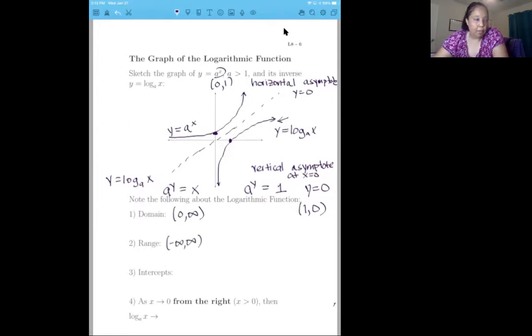And we talked about this before. If 0, 1 is in my exponential function, then my logarithmic function will always have the intercept 1, 0. And it's not going to have a y-intercept because there's an asymptote there. Now, as x goes to 0 from the right, and remember, from the right means from this side, where does that function go off to? It goes down off to negative infinity.